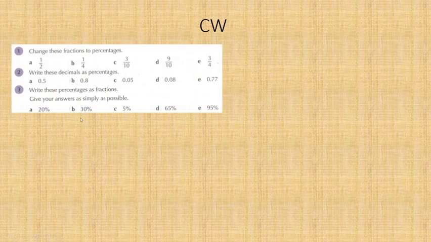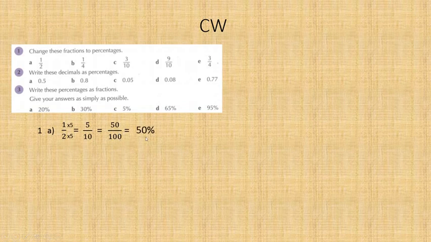Okay, let's start by solving the first page. Here, change these fractions to percentages. So I have half. I need to change it into a percentage. So I'm just writing it down easy. Number 1a, it's half. I need to change it into percent, so I multiply by 5 down and up. So it's going to be 5 over 10, which equals 50 over 100, which equals 50%.